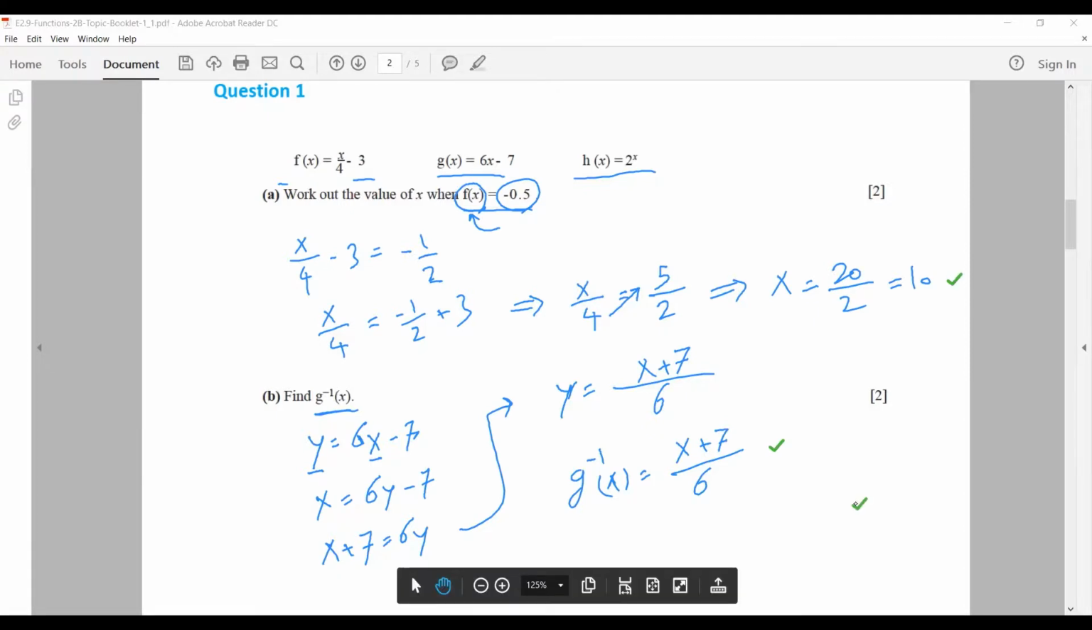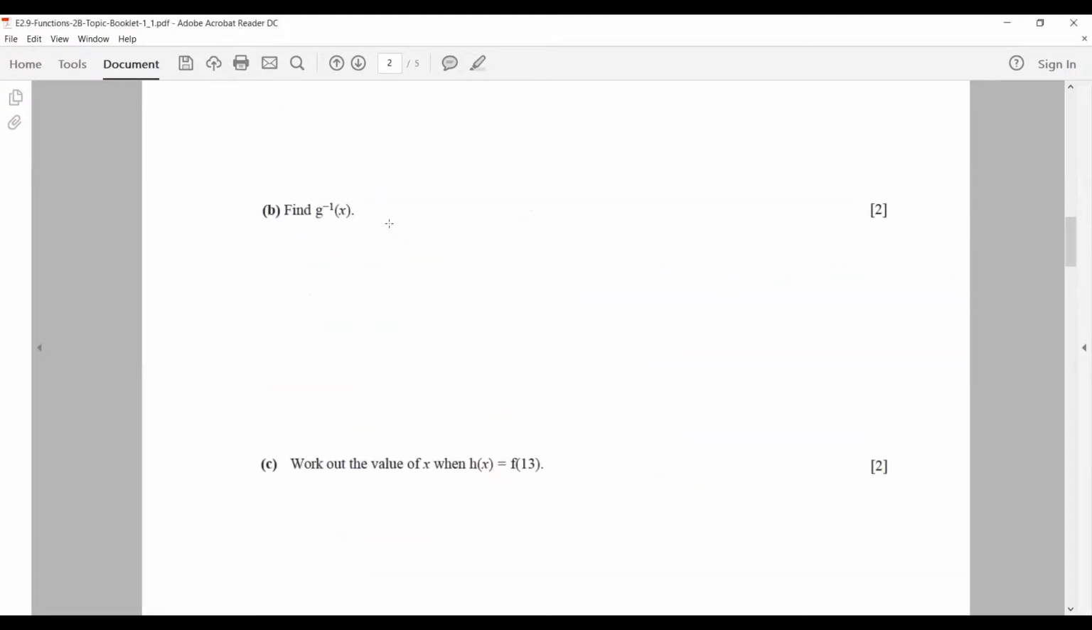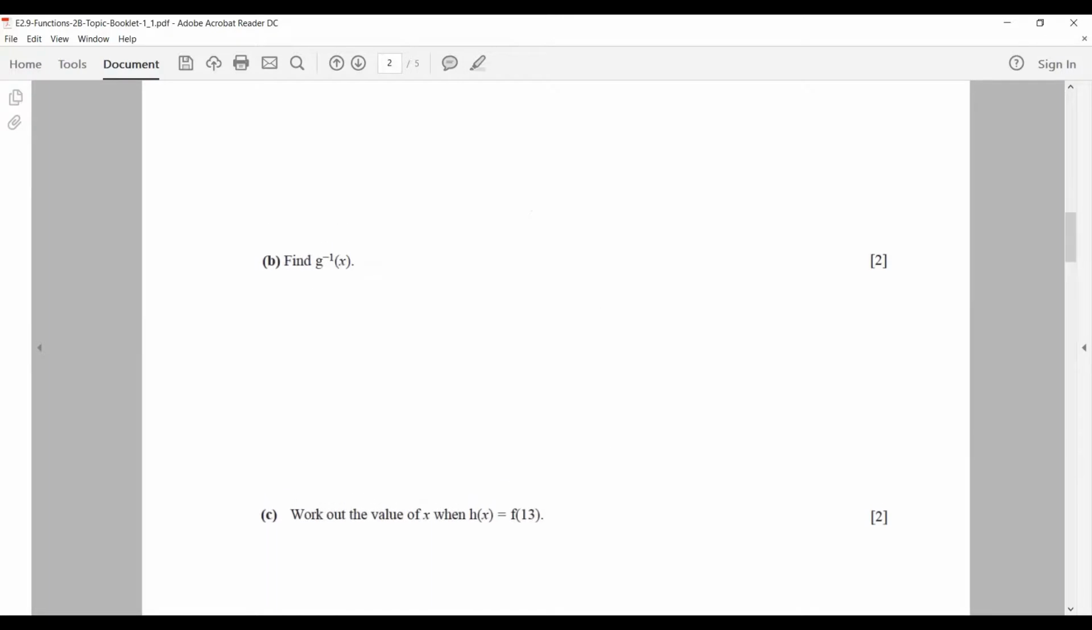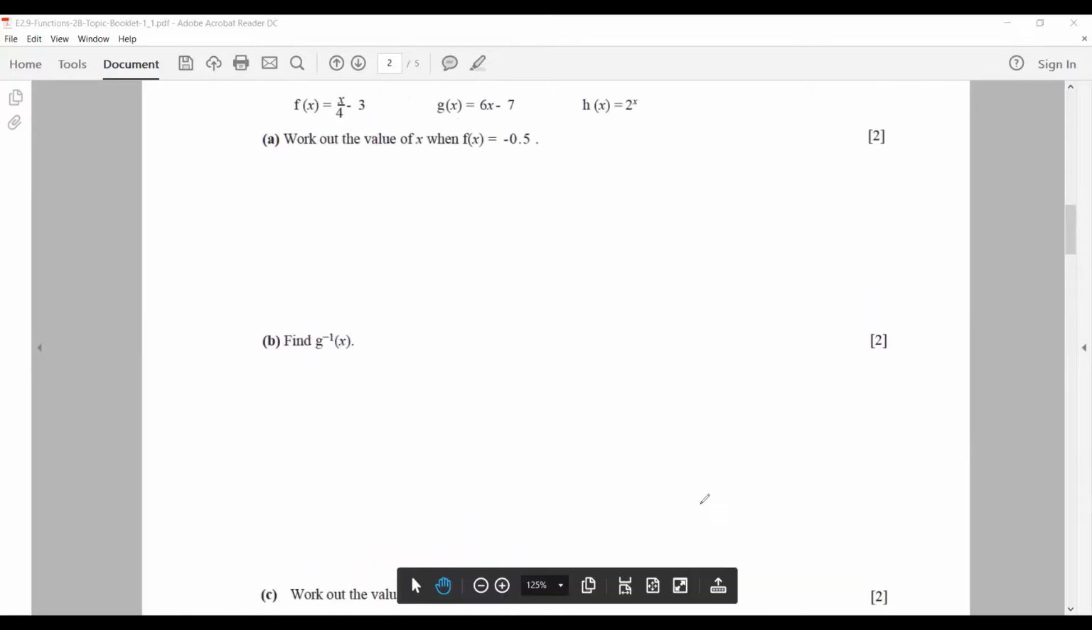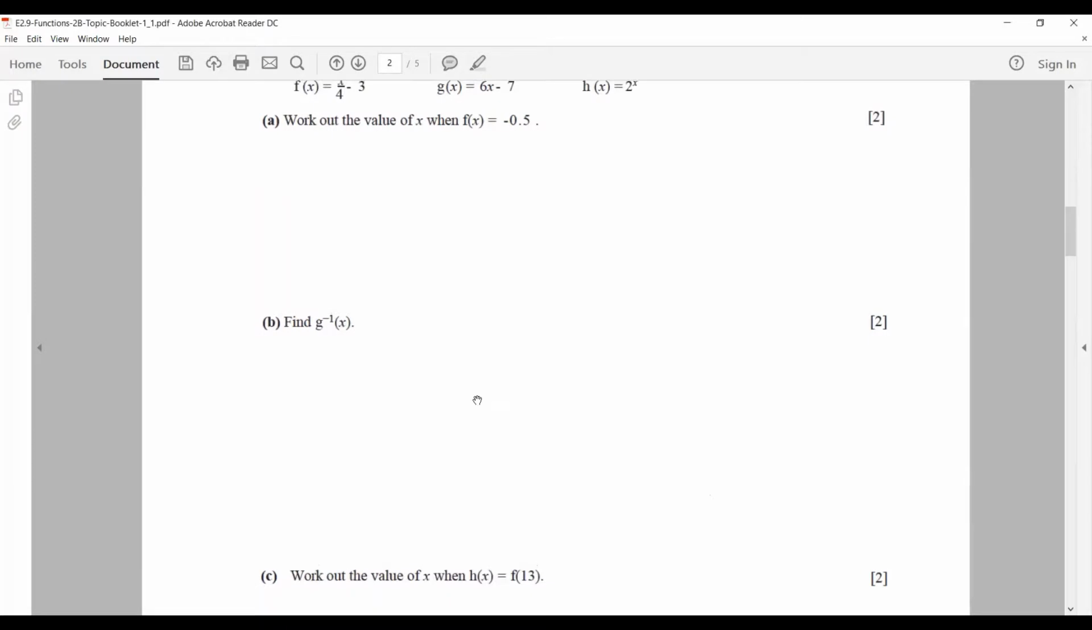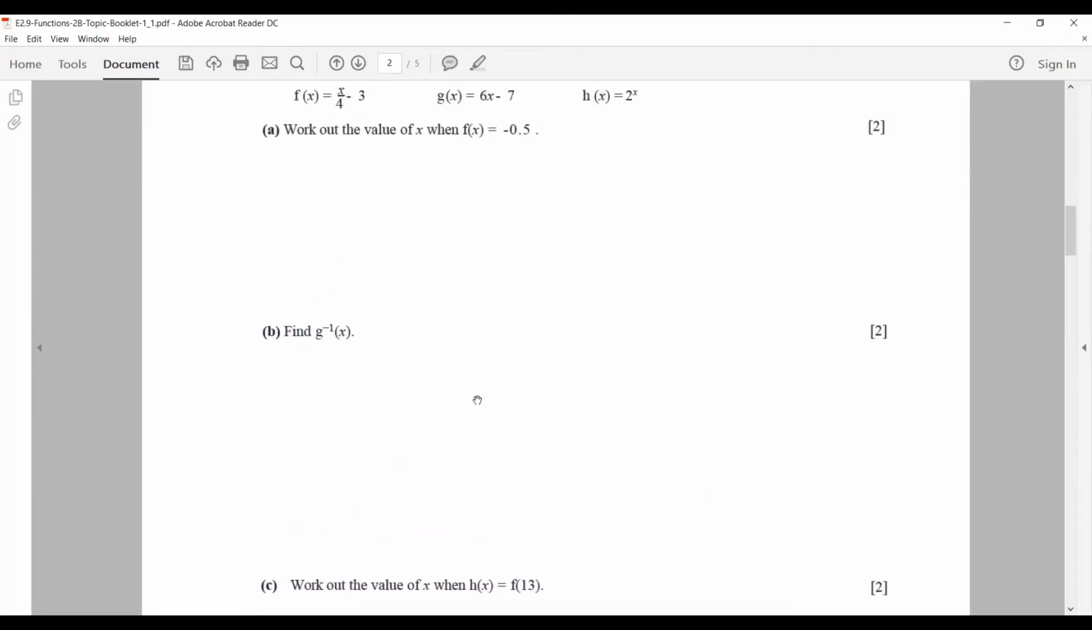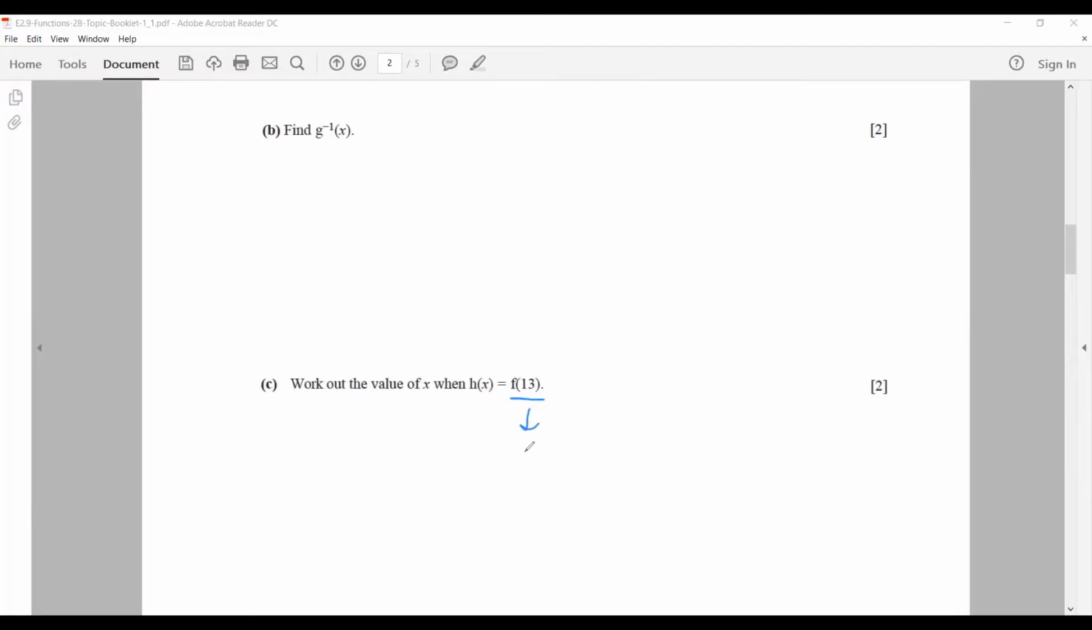I believe there is a third part. Let me scroll down. Okay. Work out the value of x when h of x equals f of 13. Okay, I have to replace x with 13 for f. This guy, the left hand side is 13 over 4 minus 3, because f of x is x over 4 minus 3, right? Now the input is 13, so I just replace x with 13.